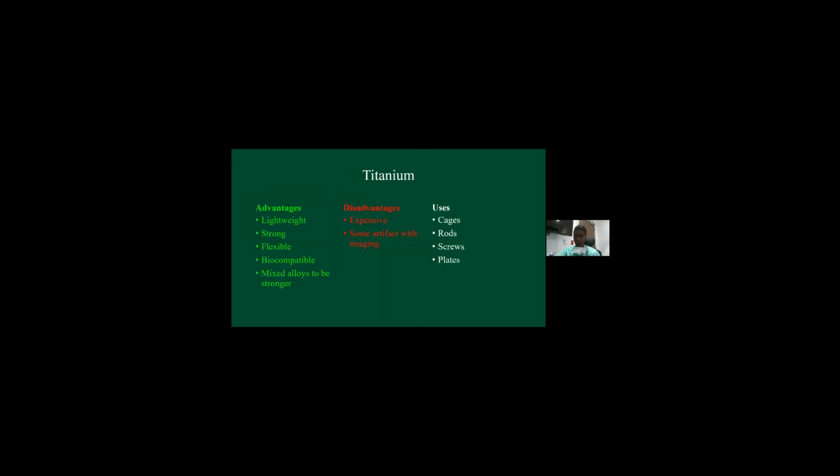So the advantages and disadvantages of titanium: one, titanium is lightweight, it's strong, it's flexible, it's biocompatible, and it can be mixed into alloys to make it stronger. However, it's more expensive than stainless steel, and it also does create some artifact on imaging. Titanium is pretty much used in everything: cages, rods, screws, plates, name it.